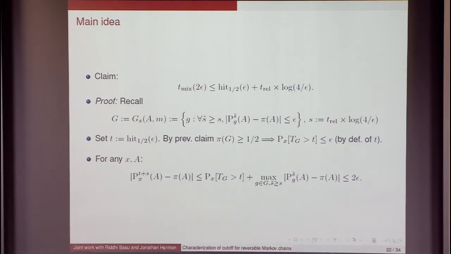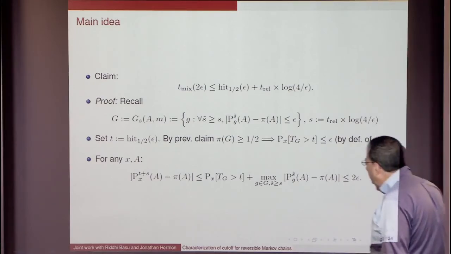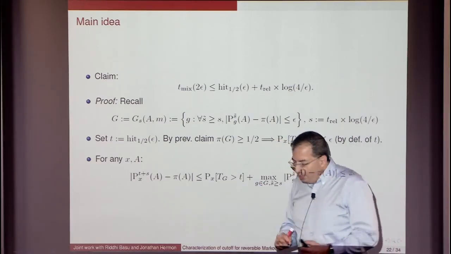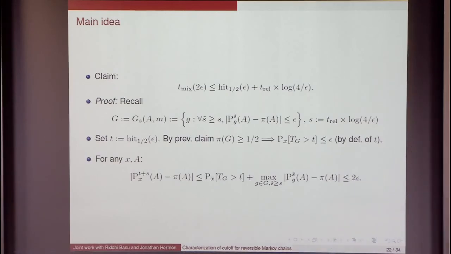Well, this is very unlikely. This is less than epsilon just by the fact that G is large, it's bigger than a half, and the definition of T is large enough so that any set that large is going to be hit with probability at least 1 minus epsilon. So we know this is controlled by epsilon. And the other possibility is that I have hit G by time T, but I don't know exactly when. Sometime less than T, right?